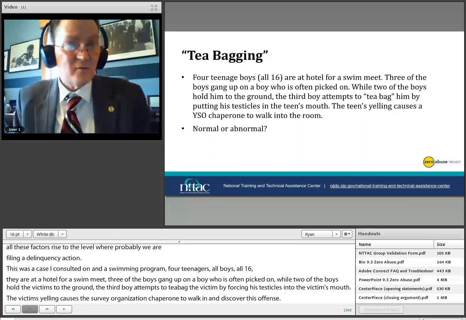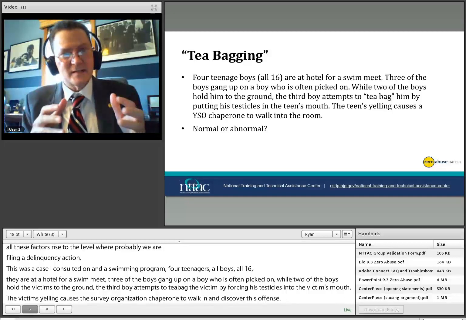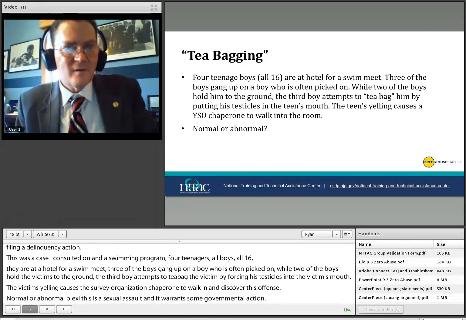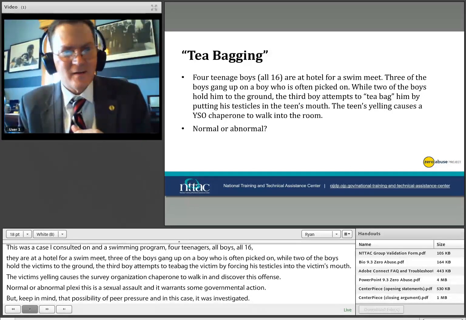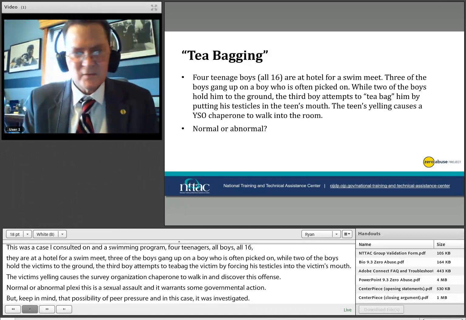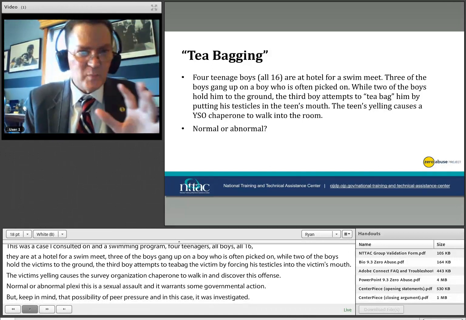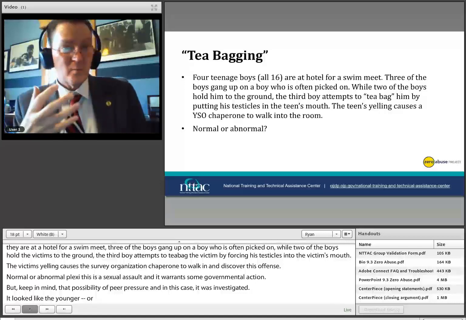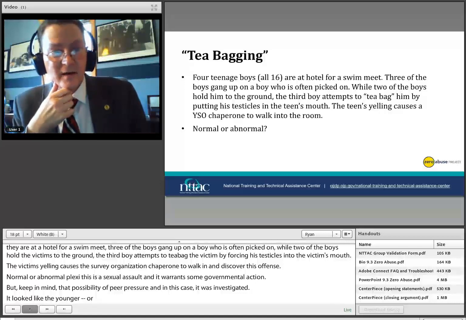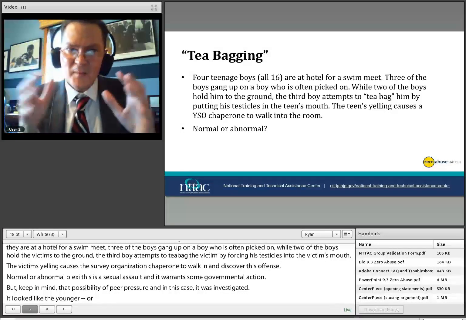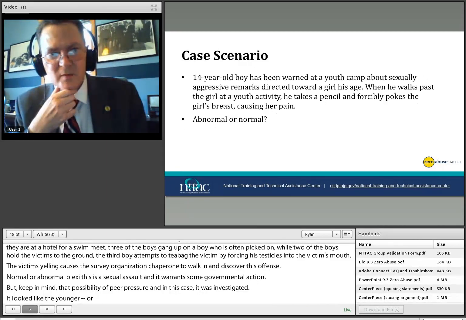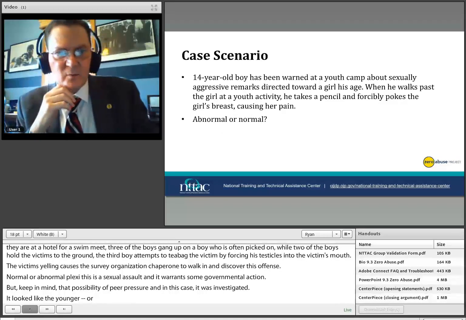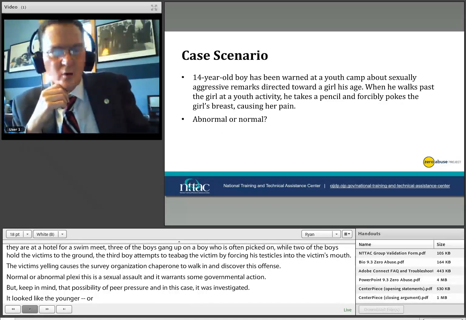This was a case I consulted on in a swimming program. 4 teenagers, all boys, all 16, they're at a hotel for a swim meet. 3 of the boys gang up on a boy who is often picked on, while 2 of the boys hold the victim to the ground. The 3rd boy attempts to teabag the victim by forcing his testicles into the victim's mouth. The victim's yelling causes a youth serving organization chaperone to walk in and discover this offense. Normal or abnormal? Well, this is a sexual assault. And it warrants some governmental action. But keep in mind the possibility of peer pressure.